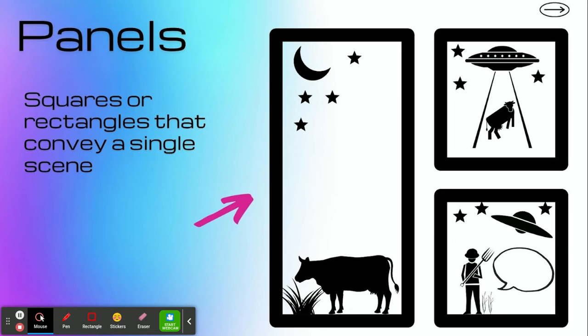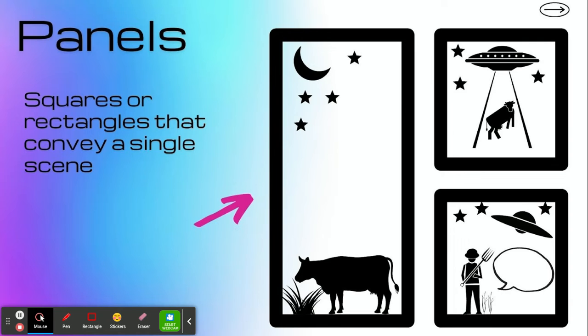Okay, so a graphic novel has many different elements. One that is super important for us to know is called panels. Those are the squares or rectangles that convey a single scene. So if you look at these panels, we can see a scene that is taking place. A cow is in the field. It's nighttime. We can tell because there are stars and a moon in the sky.